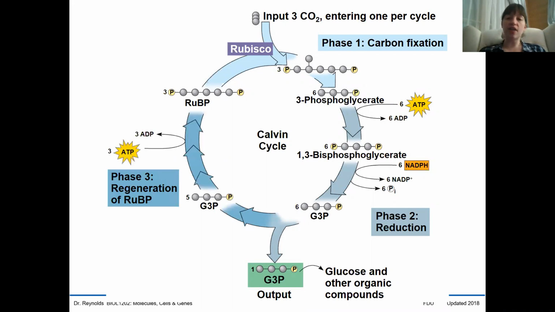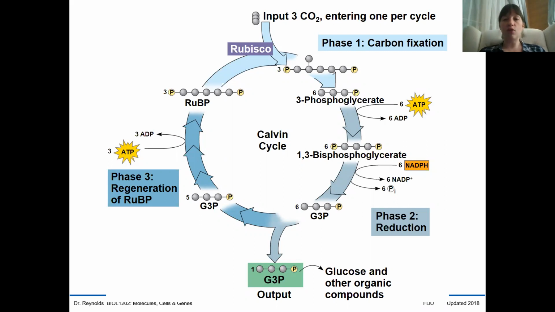The final step is to regenerate RuBP, which is one of our starting molecules. And since we're going to create 3 RuBPs, we actually need to input 3 ATPs, further energy, in order to be able to recreate that 2-phosphate 5-carbon molecule known as RuBP.